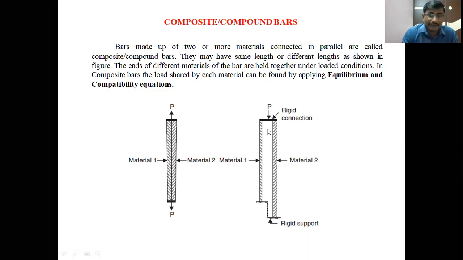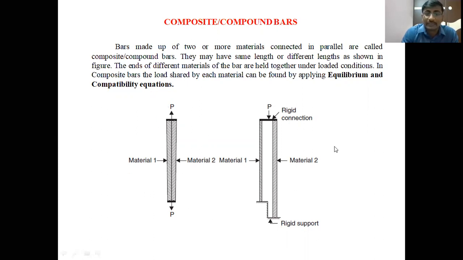And the equilibrium equation for these two conditions is that the summation of the load shared by each member is equal to the total load applied on the member. That is, P, the total load applied on the member, is equal to the load shared by each material, that is P1 plus P2, the summation of the load shared by each material. That is called the equilibrium equation. So by these two equations, we can solve these types of composite bars or compound bars.